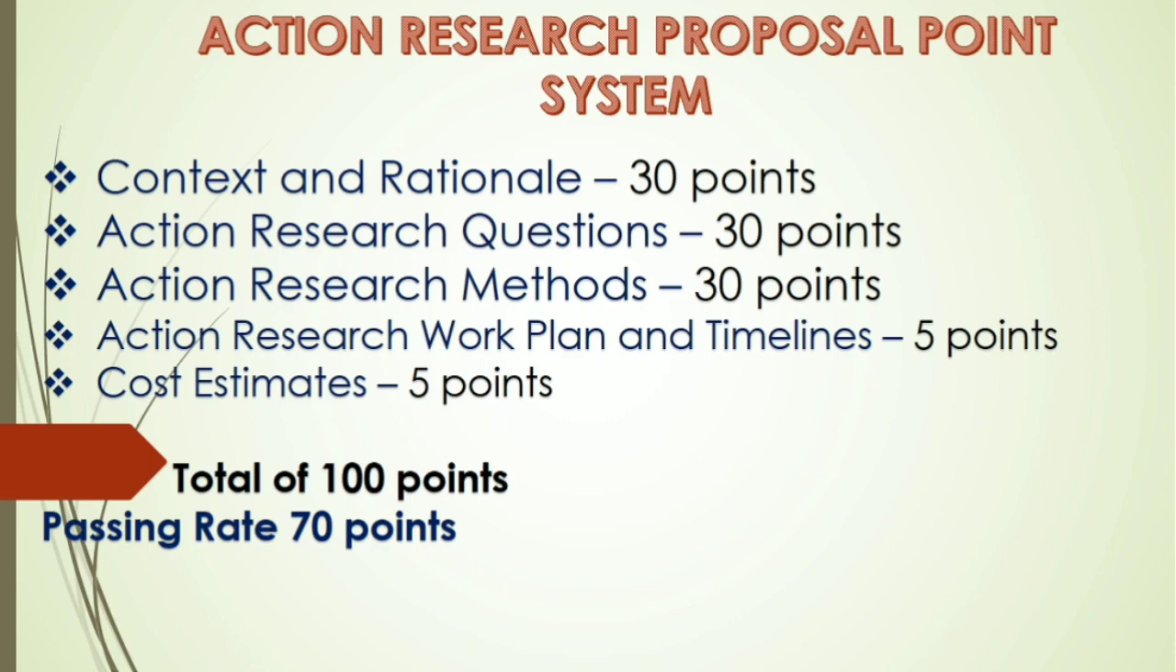So if you reach 70 points, it means you pass the evaluation, because the passing rate is 70 points. Alright, I hope that you also take note of this point system, and you have to consider this in writing your action research proposal, because this is going to guide you to be qualified in the review and evaluation in our research committee. Okay?